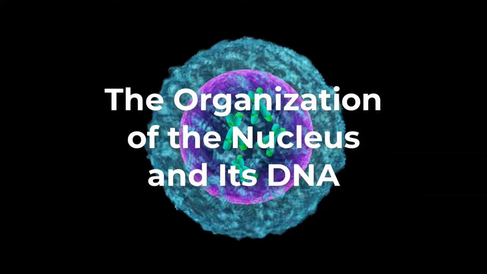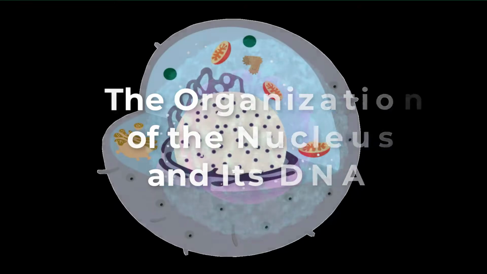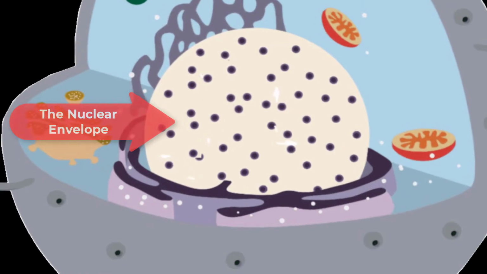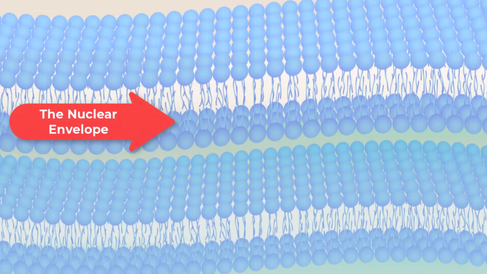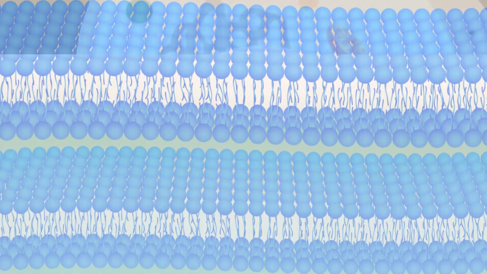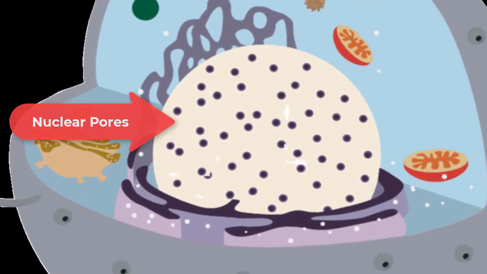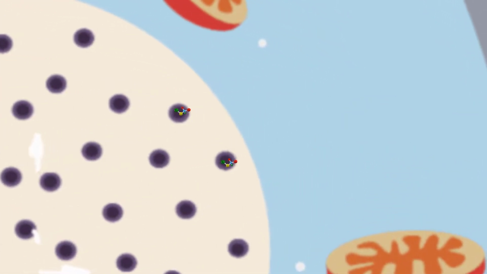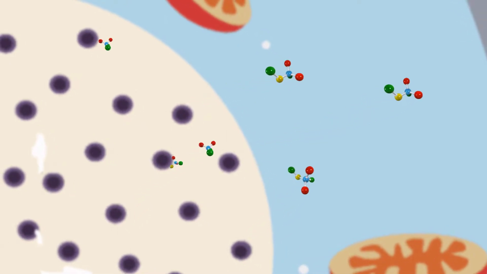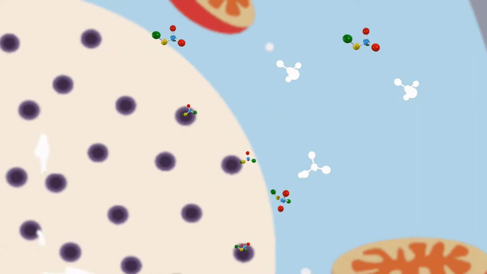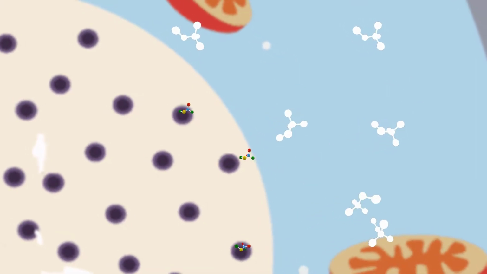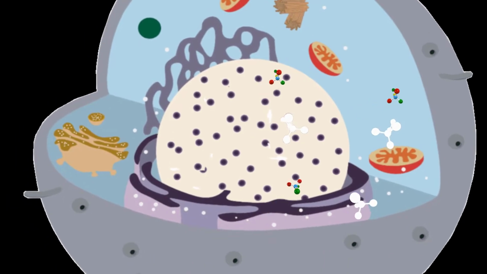The organization of the nucleus and its DNA. Like most other cellular organelles, the nucleus is surrounded by a membrane called the nuclear envelope. This membranous covering consists of two adjacent lipid bilayers with a thin fluid space between them. Spanning these two bilayers are nuclear pores. Nuclear pores are tiny passageways for the passage of proteins, RNA, and solutes between the nucleus and the cytoplasm. Proteins, called pore complexes, that line the nuclear pores regulate the passage of materials into and out of the nucleus.